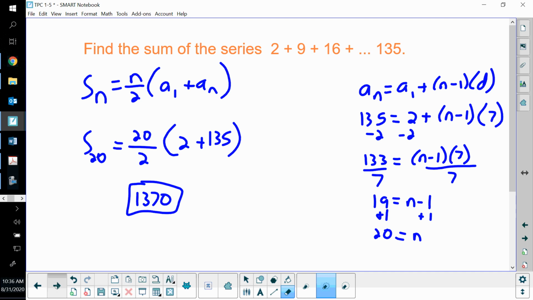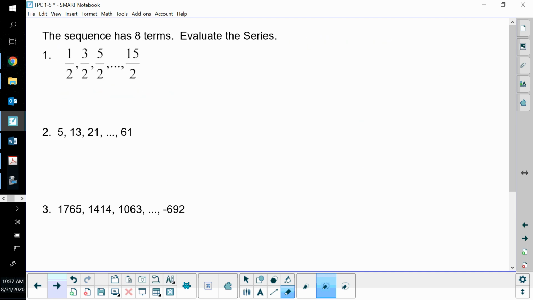So we're going to skip the next one, and we're going to go to the top of page 25. So we want to evaluate the series. They give us the sequence. We want to do the series where we add them all up. Notice the pattern, we're adding 2 over 2 each time. Well, 2 over 2 is the same as adding 1. So our d really is 1, and we're working with arithmetic. So we get Sn equals n over 2 times a1 plus an. Well, they said we're going to do 8 terms for this one, so that's good. They give us the n.